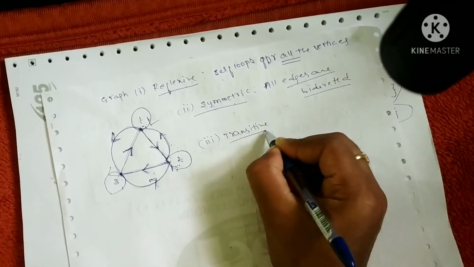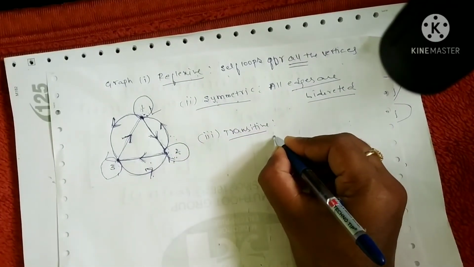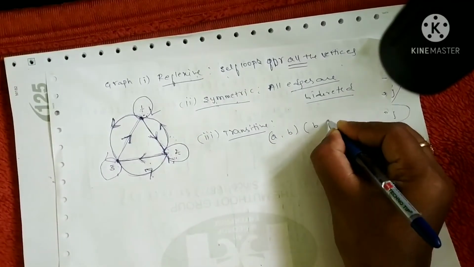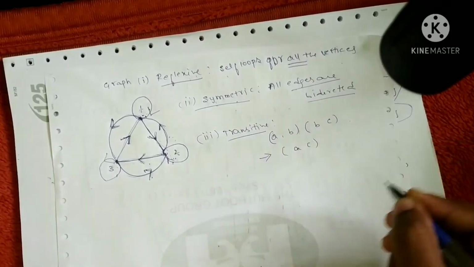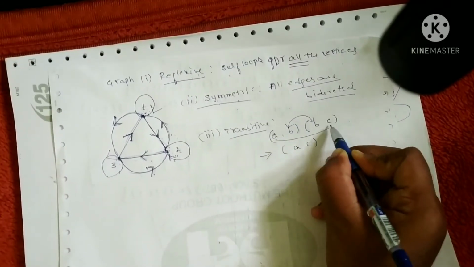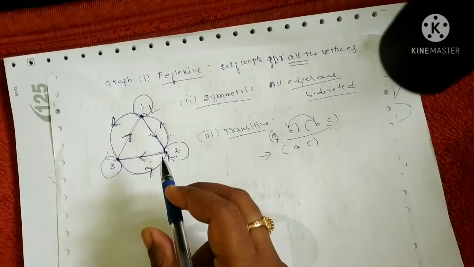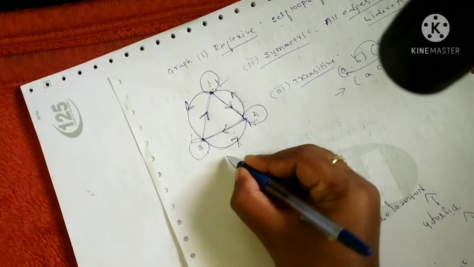Transitive. So what does the standard definition of transitive say? If we have an element say A to B, then B to C, then there should be a relation from A to C. In the sense, if these two are the same, then there should be an element AC. Right? The same concept will be applicable for the graph as well. Let me see how it works.